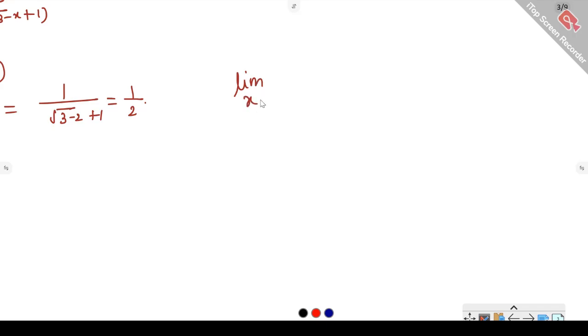The fourth problem is limit x tends to 0 of (square root of x minus 1, square root of x minus x) over x square root of x. So this is the homework for you. Again, let's move on to the fifth problem.